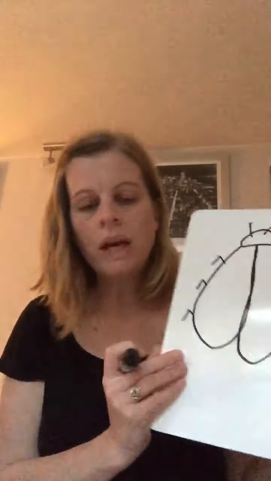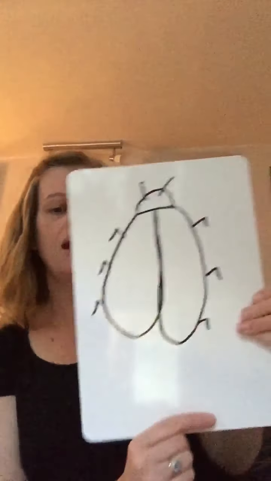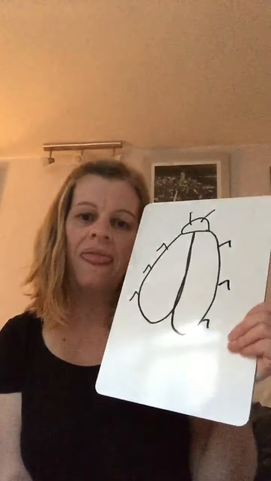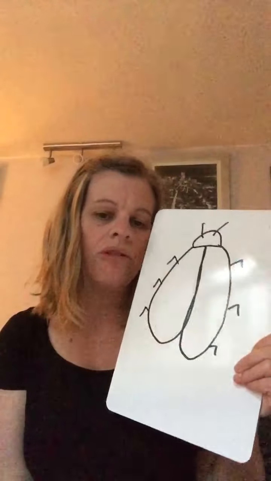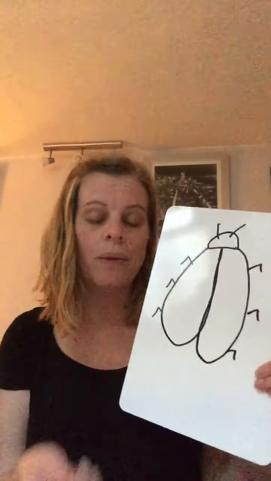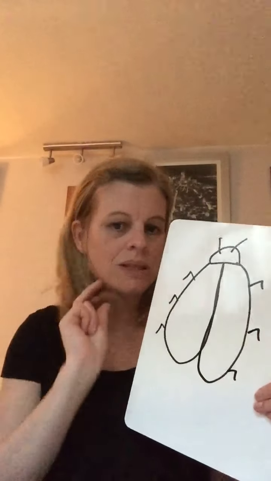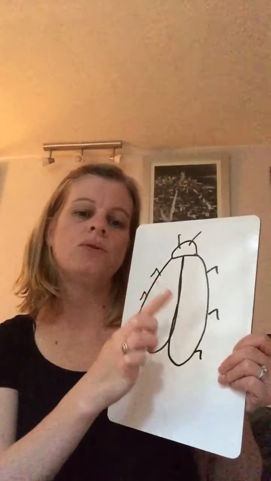Now, we're going to play a game. And I'm going to roll the dice. And then I want you to tell me if that is an odd or an even number. You can play this by yourself when we've done it a couple of times. And the way we're going to work it out is we're going to draw that number of spots onto our ladybird.